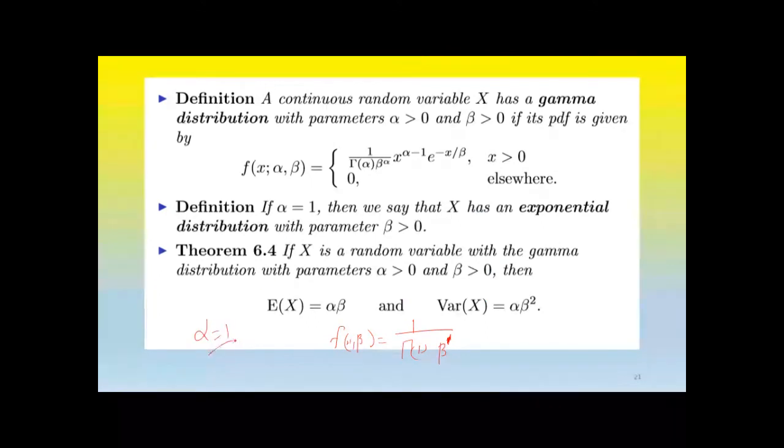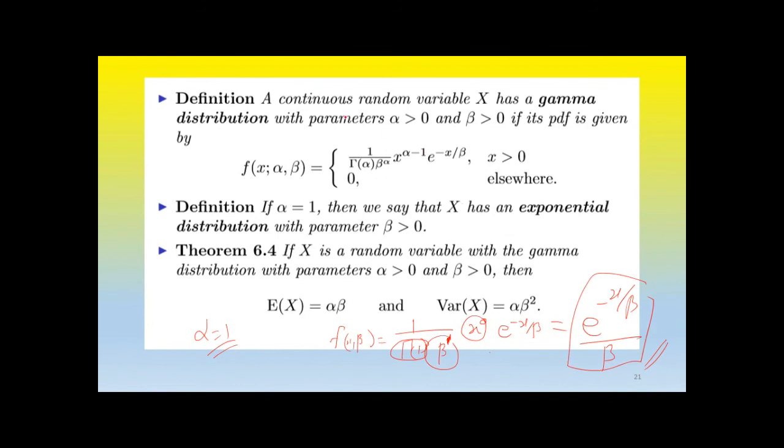We are given alpha is 1. And x power 1 minus 1 will be 0. E power minus x over beta. The function becomes 1 over beta, times 1, e raised to minus x over beta. That's it. Just an exponential function, isn't it? That is why a gamma function becomes exponential. What is this beta? Beta is the average. Beta is 1 over lambda. In Poisson you might have seen lambda is the average. So beta is the average of the random variable.